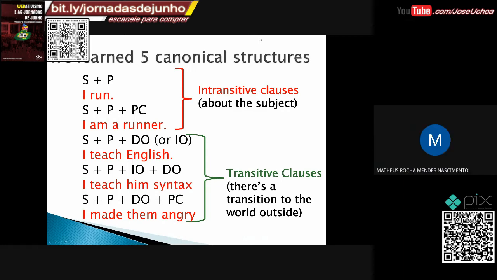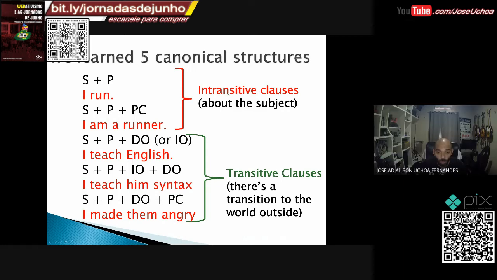So intransitive clauses are about the subject. Quando eu digo I run, run é o que eu faço, ok? I am a runner. Again, it's still all about the subject. Transitive clauses, there is a transition, e por isso elas são transitive, to the world outside.